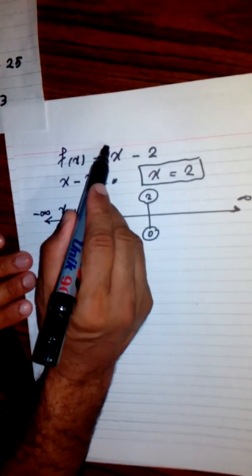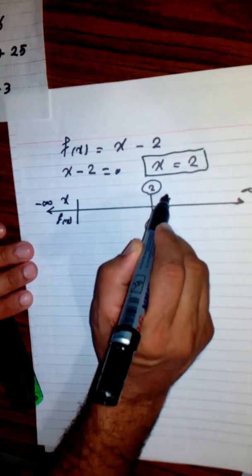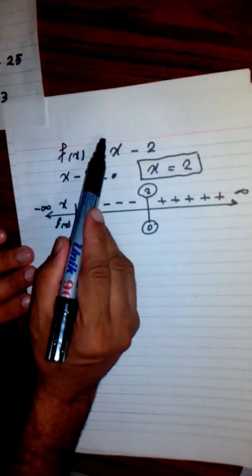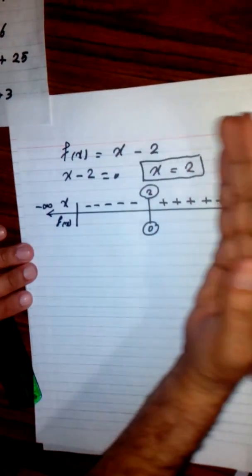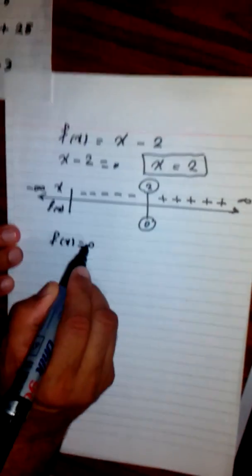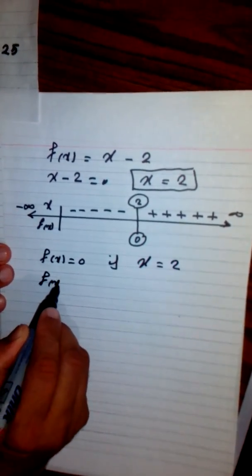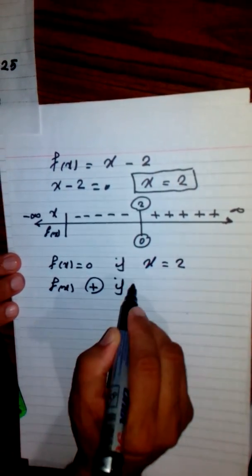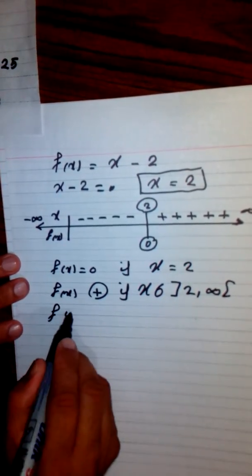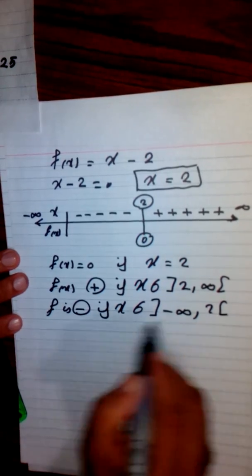Then the factor of x is positive. On the right of 2, positive. On the left, negative. Factor of x positive, then on the right of 2, positive, and on the left, negative. f of x equals 0 if x equals 2. f of x is positive if x belongs to 2 and infinity. f is negative if x belongs to negative infinity and 2.